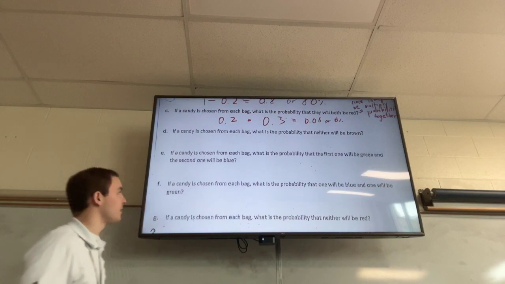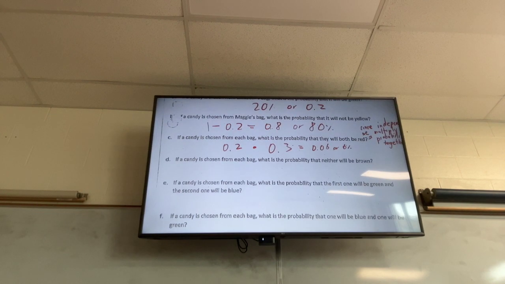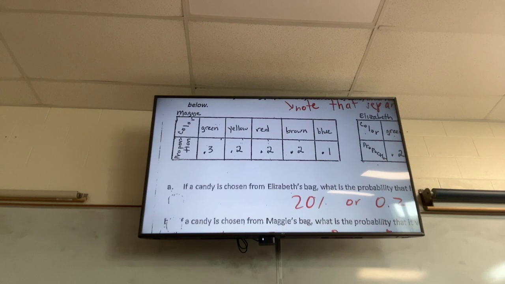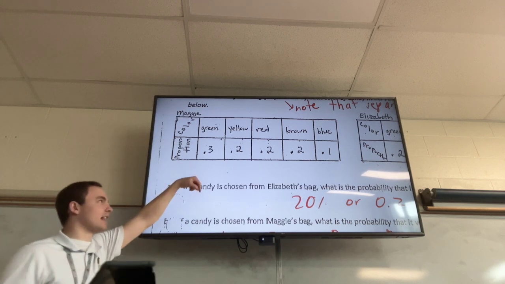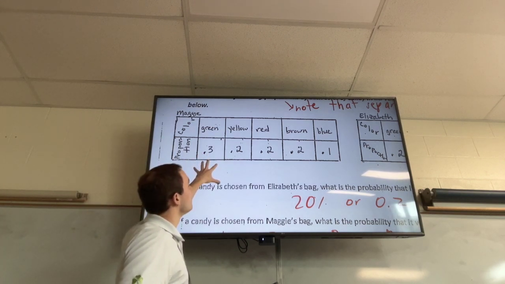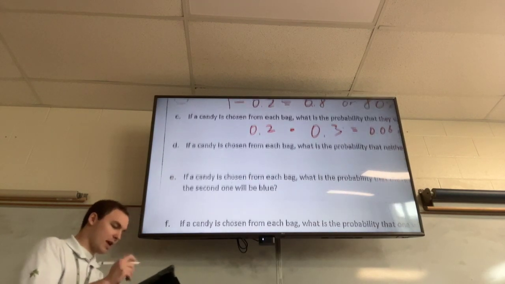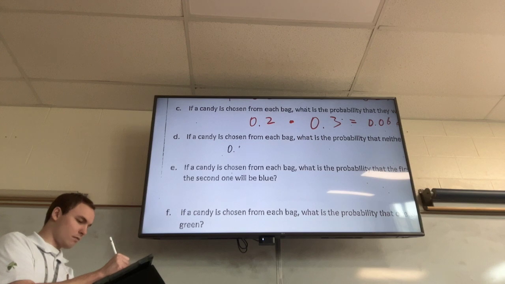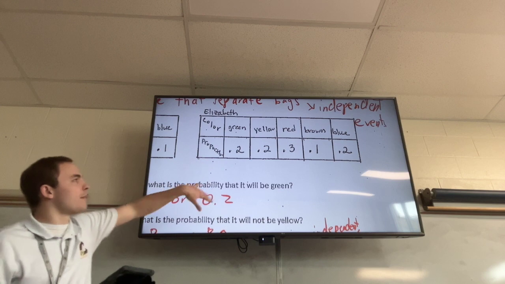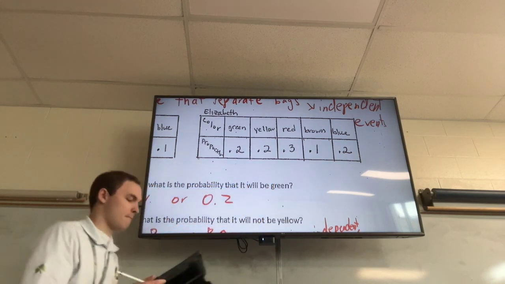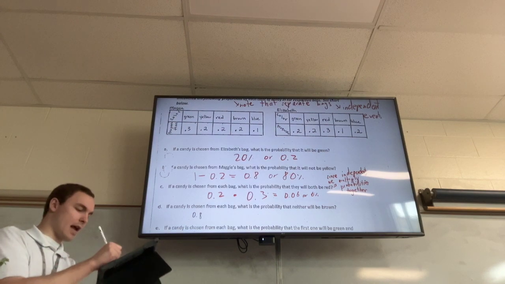If a candy is chosen from each bag, what's the probability that neither will be brown, okay? So first, if I pull an M&M from Maggie's bag, what's the probability that it's not going to be brown? It'd be 0.8, right? 1 minus 0.2 gives me 0.8. Okay, if I pull an M&M out of Elizabeth's bag, what's the probability that it's not going to be brown? 0.9.